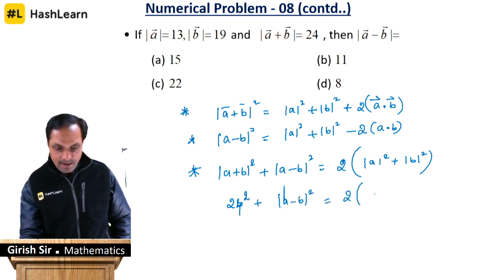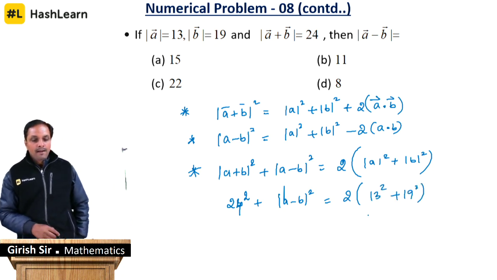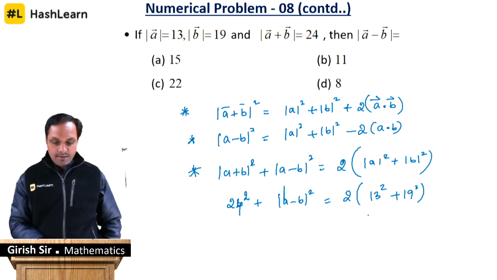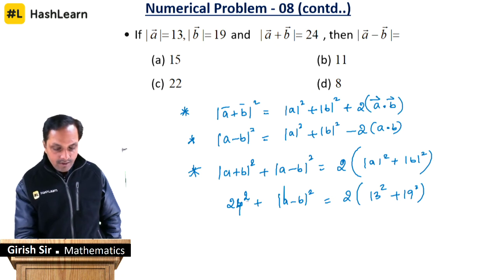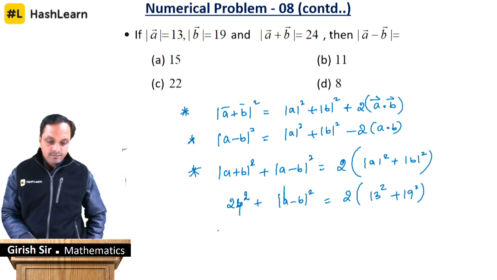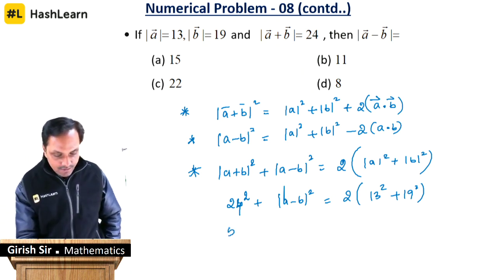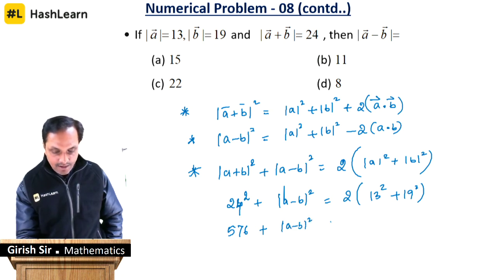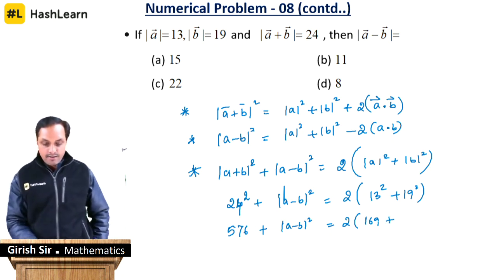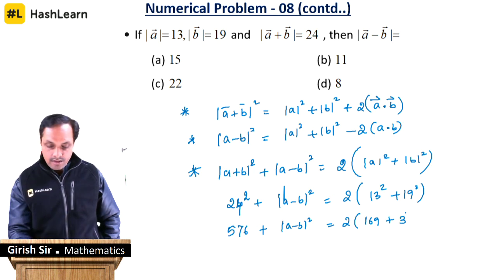So this becomes 2 times 13 squared plus 19 squared. 13 square plus 19 square. Okay, fine then. So this is 25 625. This is 576. A minus b whole square we have to find. 2 times 169. 13 square and 19 square is 361.